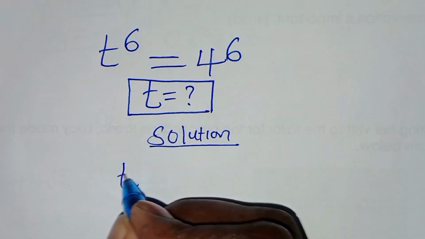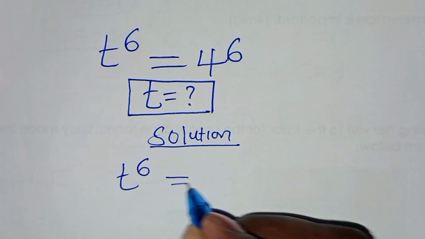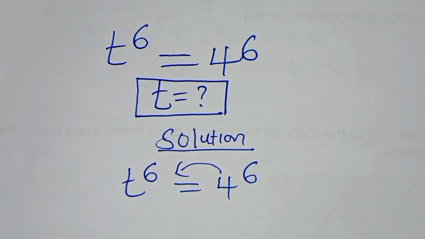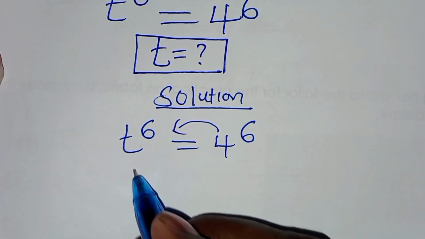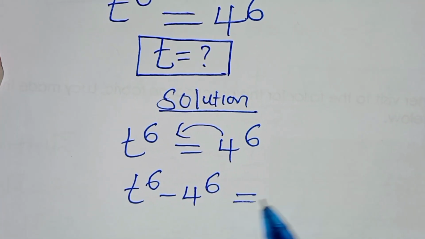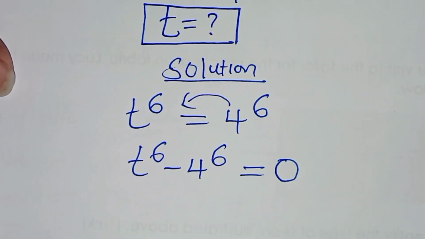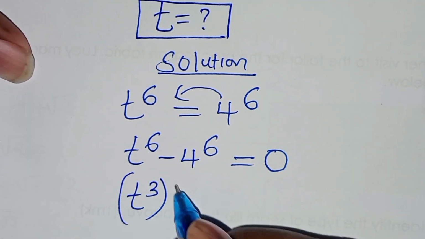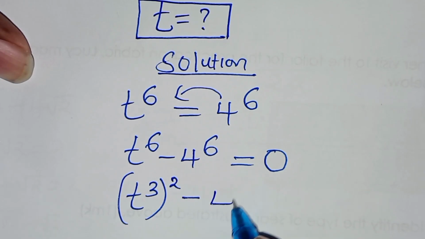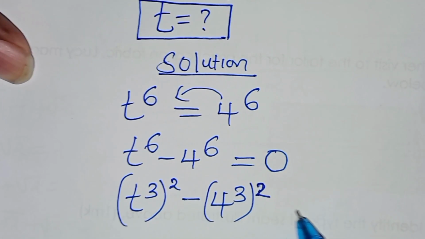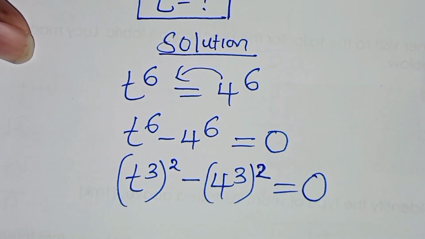we have t to the power 6 equal to 4 to the power 6. So let's take 4 to the power 6 to the left hand side, so that now we have t to the power 6 minus 4 to the power 6 equal to 0. We can express t to the power 6 as t to the power 3 raised to the power 2, minus 4 to the power 3 raised to the power 2, equal to 0.